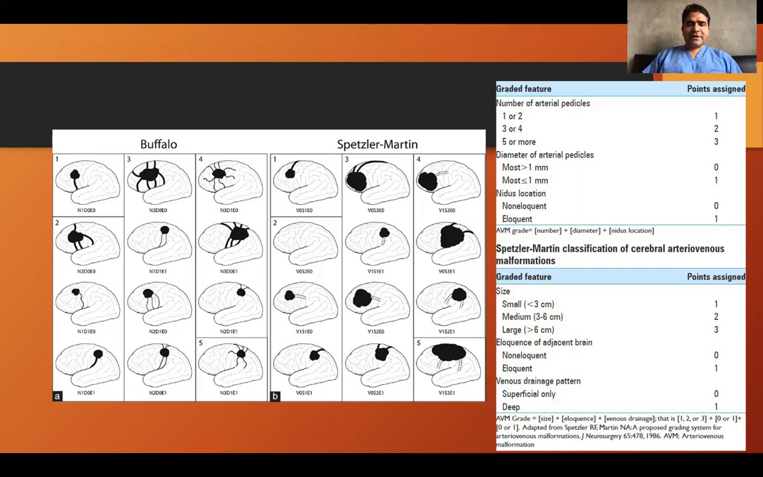They also concluded that the actual size of the AVM nidus and the venous drainage pattern are less important during embolization, which are of chief importance during surgical resection.